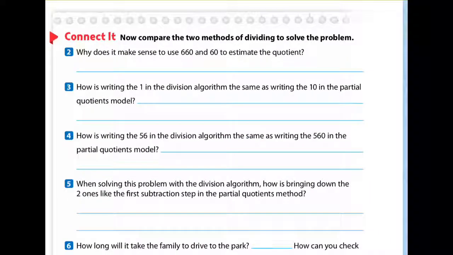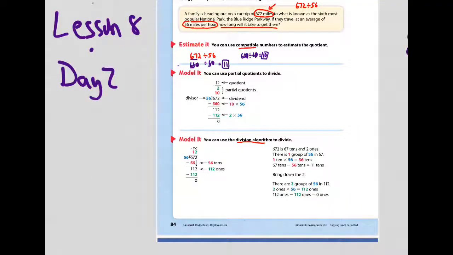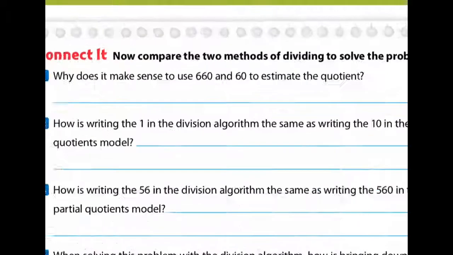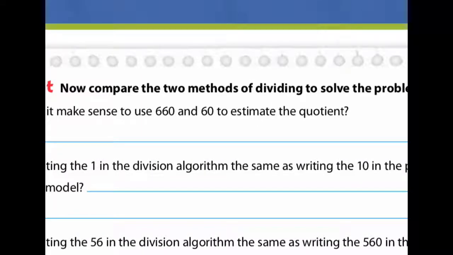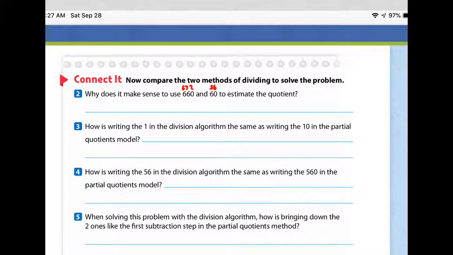So 2 says, why does it make sense to use 660 and 60 to estimate the quotient? Okay, remember, the original problem was, I forget, it was 672 divided by 56, right? So the original problem was 672 divided by 56. So the reason we would use 660 and 60 would be they're close to the original numbers and they're easy to divide mentally. So I'm going to write that down. Okay?